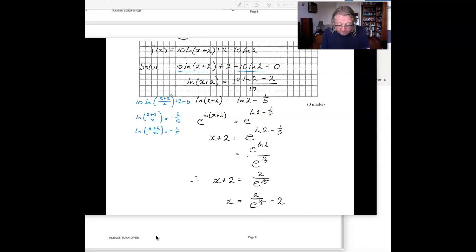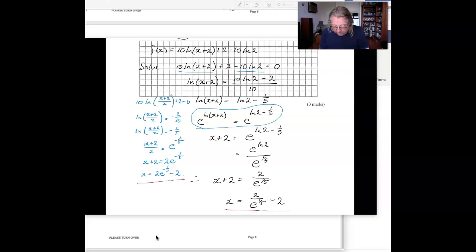And then using basically what we've done here, that gives us (x plus 2) over 2 equals e to the minus 1/5. And so x plus 2 equals 2 times e to the minus 1/5. Subtracting the 2, you get x equals 2e to the minus 1/5 minus 2. Same answer. That or that, same thing.